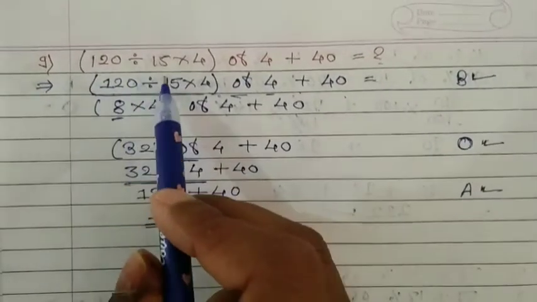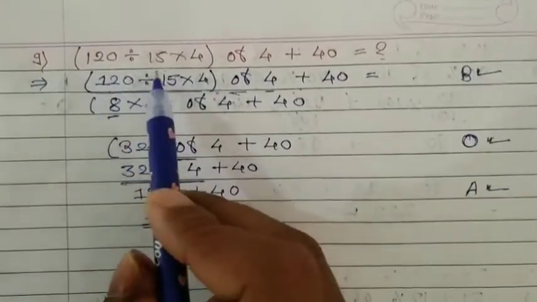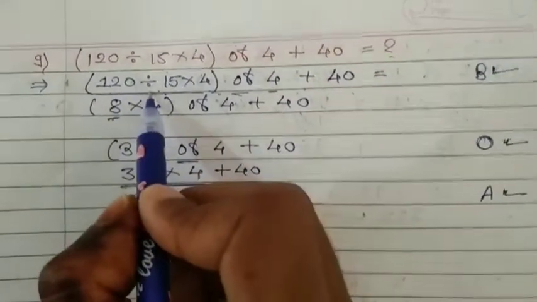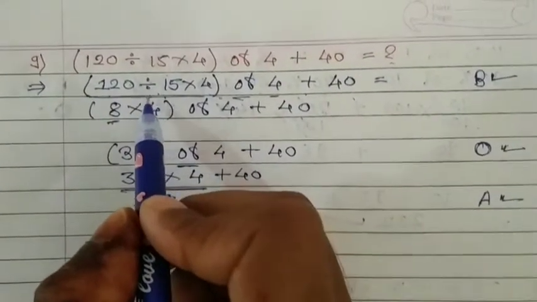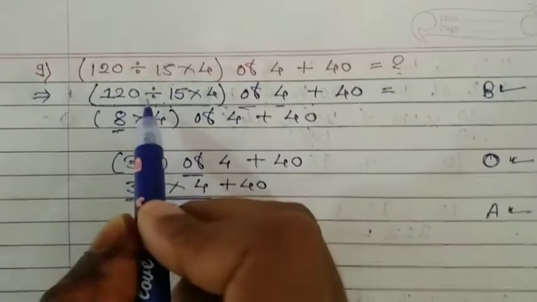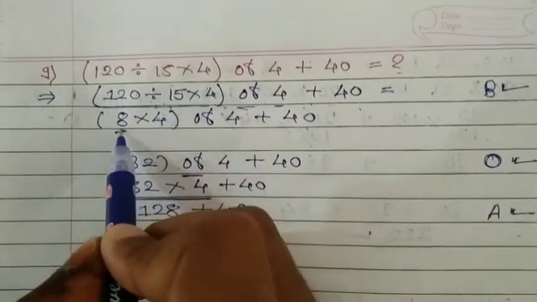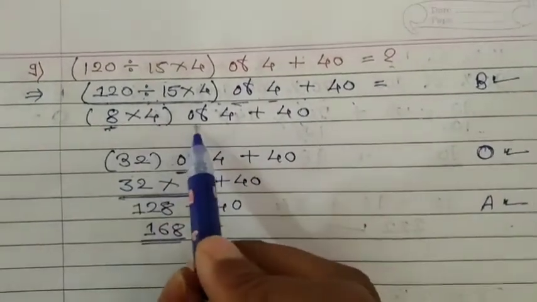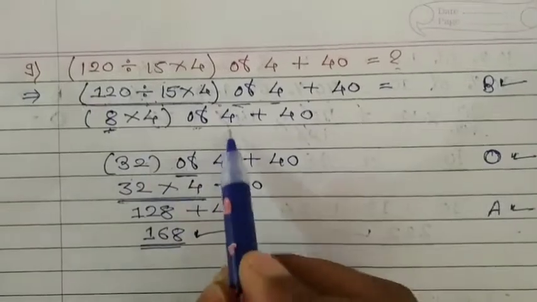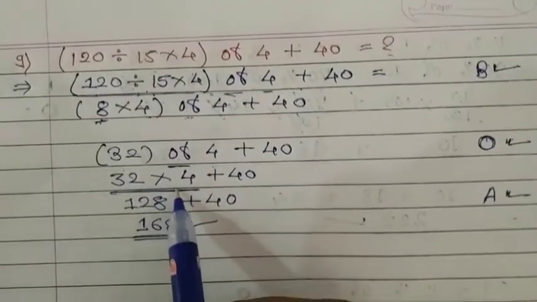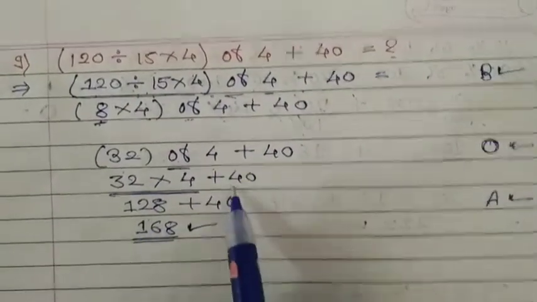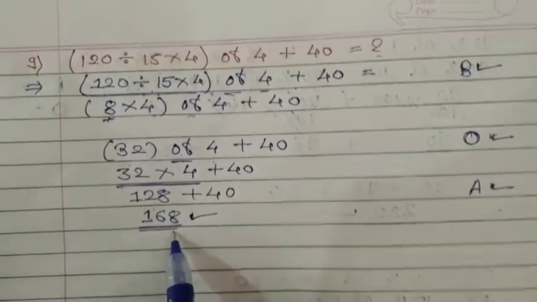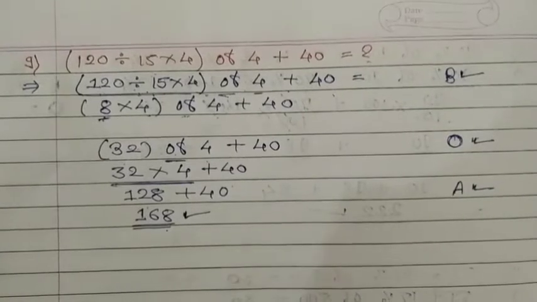Firstly, solve the bracket: 120 divided by 15, that is 8. Firstly bracket, then of, then division. 8 into 4, how much? 32. Of means multiplied, 4 as it is. 32 into 4 is 128, plus 40. 128 plus 40, how much? 168. 168 is our answer.